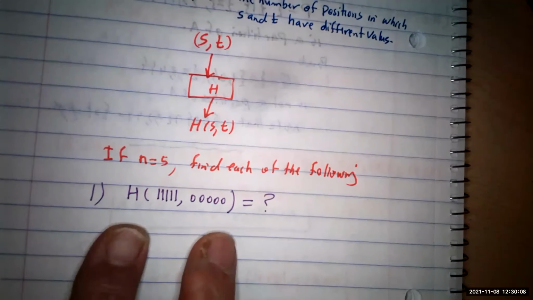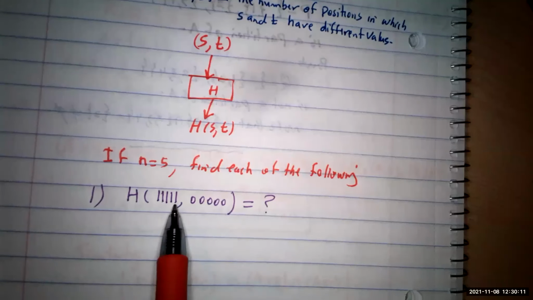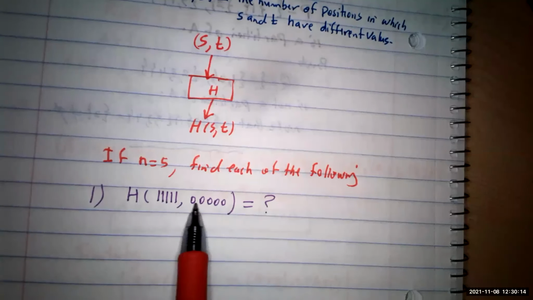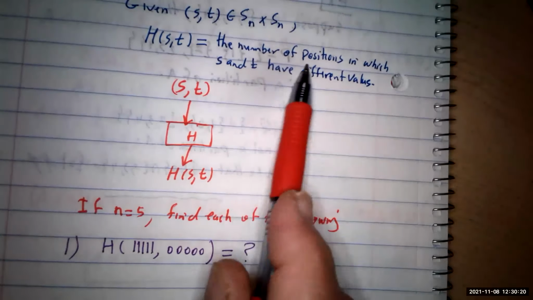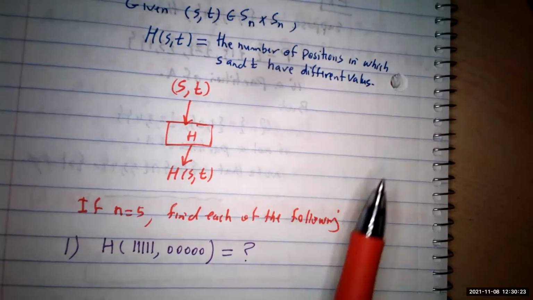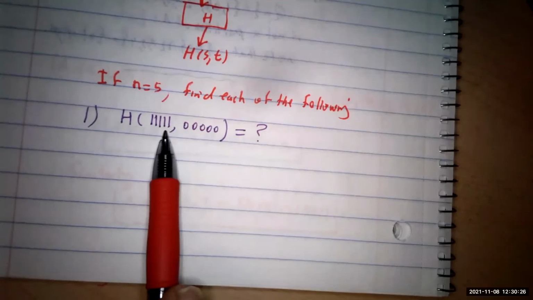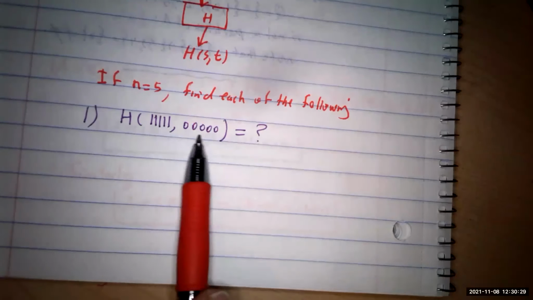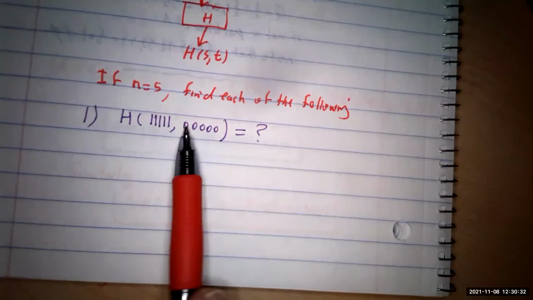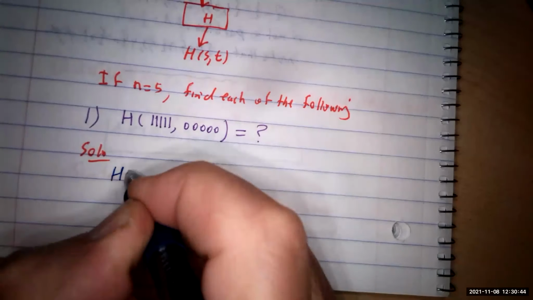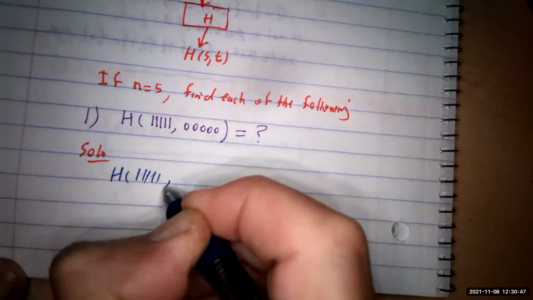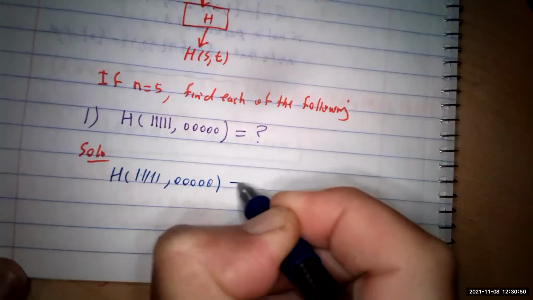You see, the input must be an ordered pair. It's an ordered pair of codes. The codes are of length 5. This is 2 codes. So what's the result of the function? The number of the positions in which S and T have different values. You have 5 positions for each code. So in how many positions are these 2 codes different? 5. In 5 positions they are different. So the solution is simply H of 1, 1, 1, 1, 1, 0, 0, 0, 0, 0 is equal to 5.